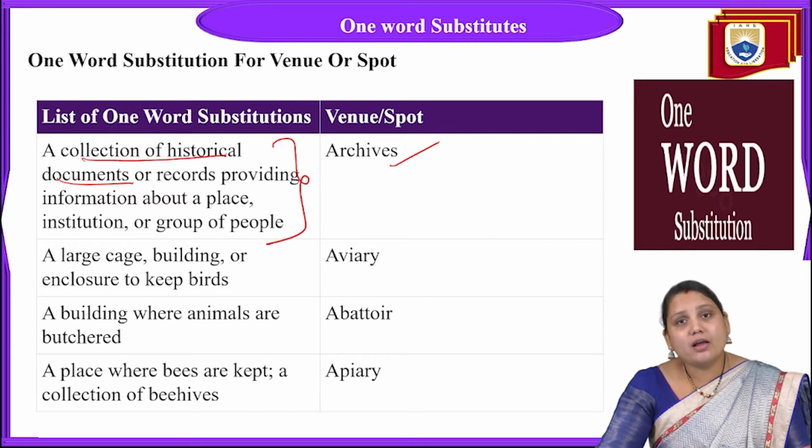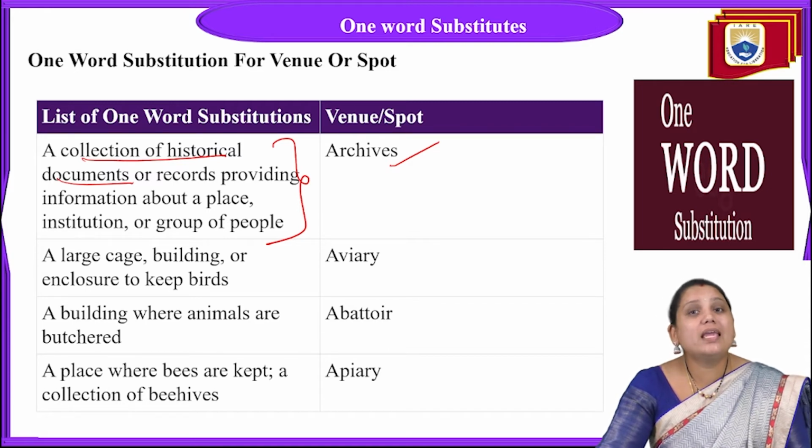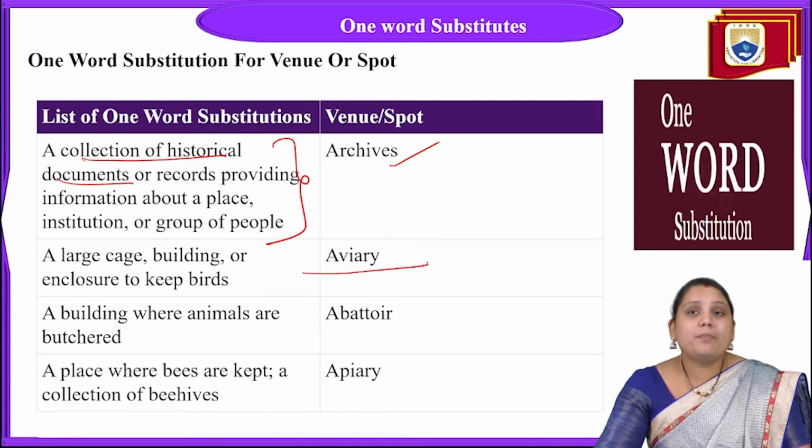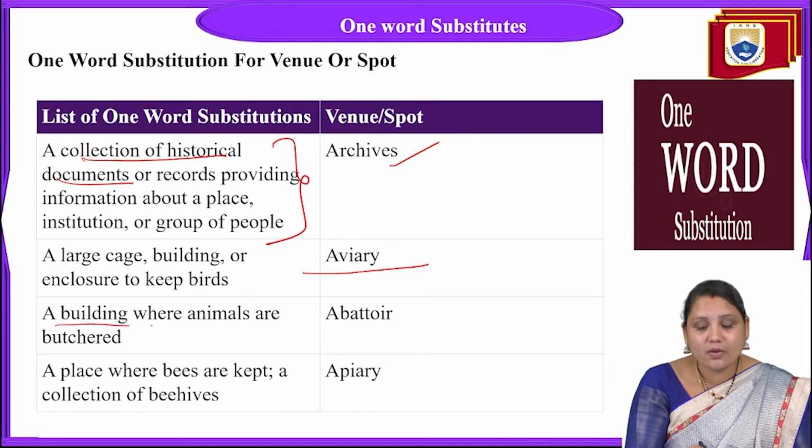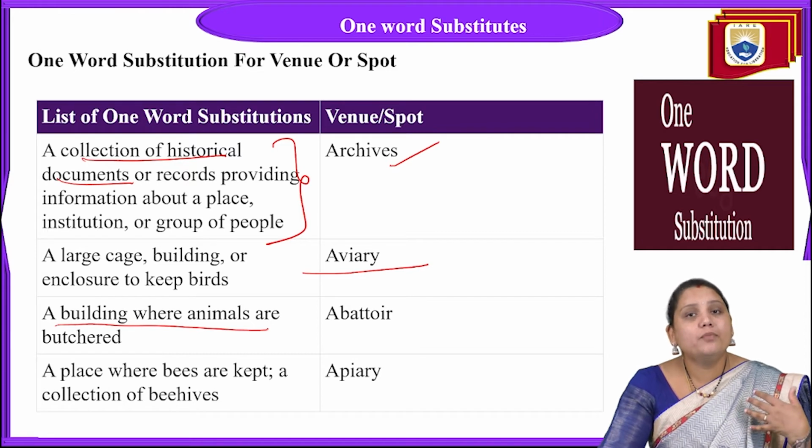Next, aviary: a large cage, building or enclosure to keep birds. This is the word which can replace that phrase. Next, abattoir. Abattoir means a building where animals are butchered.